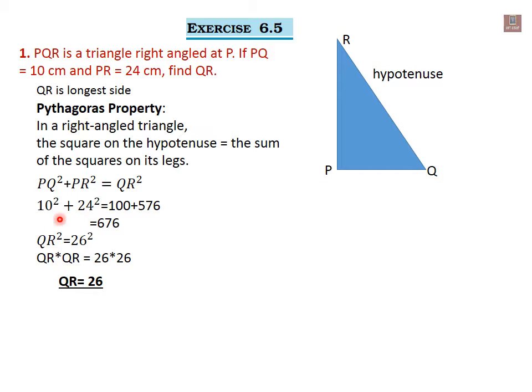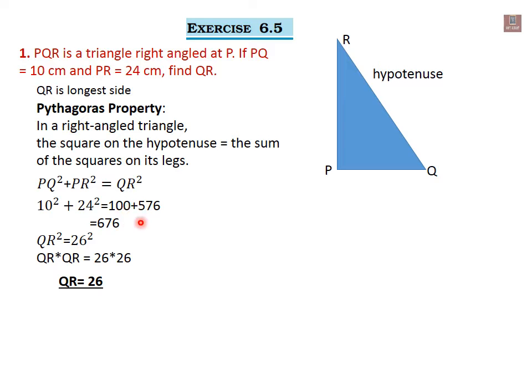So what do you mean by square? Square means you will multiply the same number 2 times. 10 into 10, 24 into 24. PQ value is 10 centimeters, PQ square is 10 square, which means 10 into 10. Similarly, PR value is 24 centimeters, PR square means 24 square. 24 into 24 is 576.